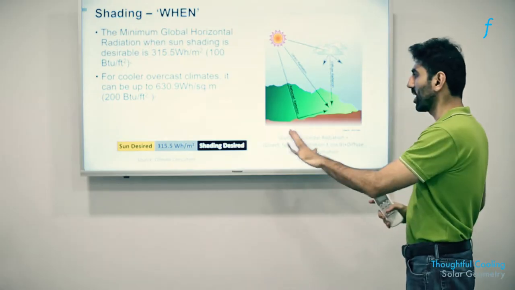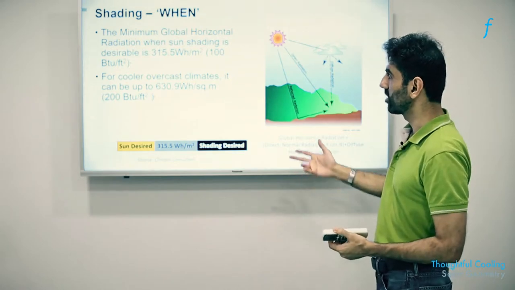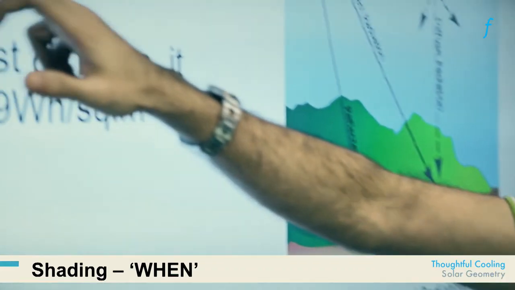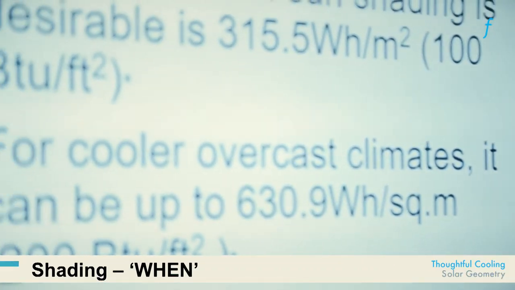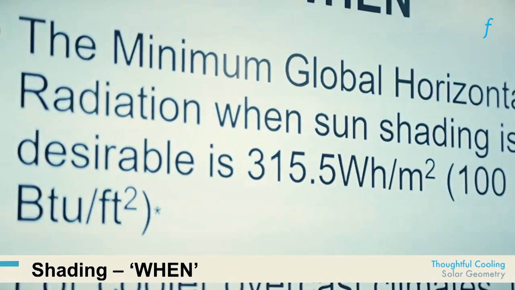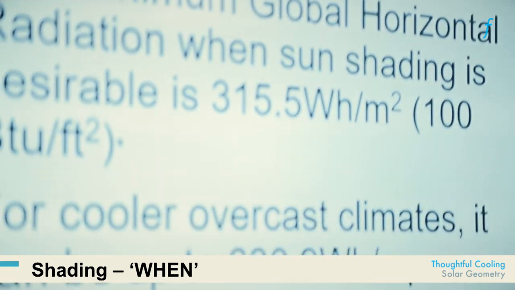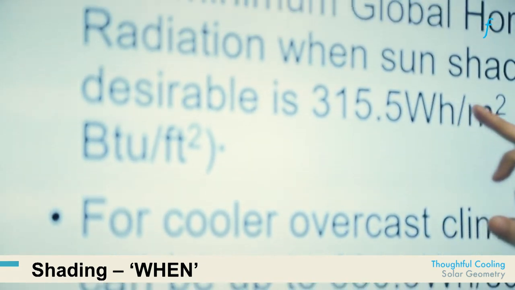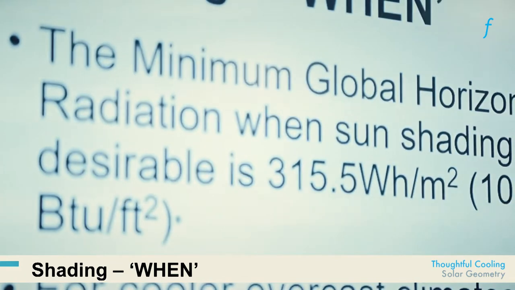Now, according to one standard, the ASHRAE standard, you would need shading at any facade when the amount of global horizontal solar radiation incident upon it is more than 315.5 watt hours per meter square.